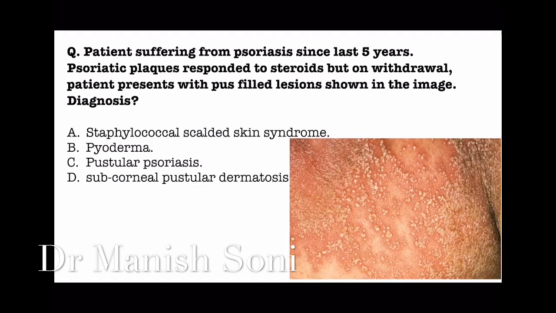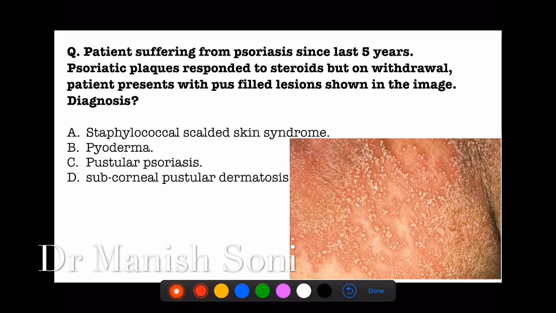Students, so today we are going to discuss a November AIIMS 2019 question. One of the questions asked this year was: a patient suffering from psoriasis for the last 5 years. The psoriatic plaques responded to steroids, but on withdrawal, the patient presented with pus-filled lesions as shown in the image. What is your diagnosis?